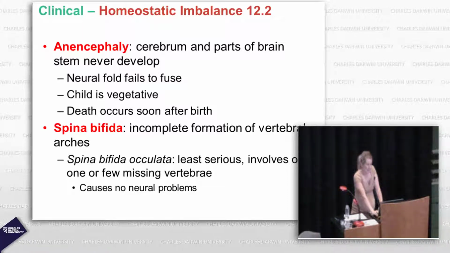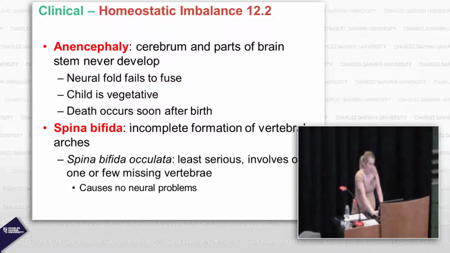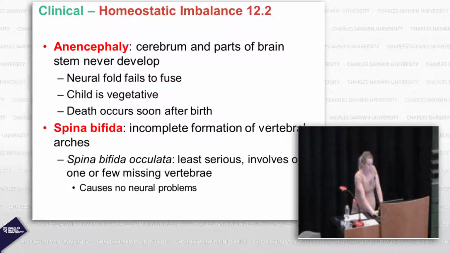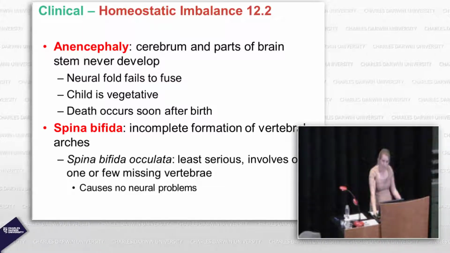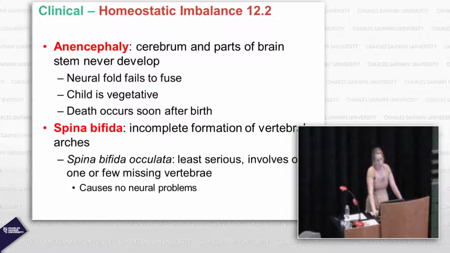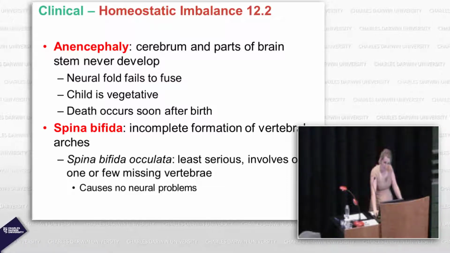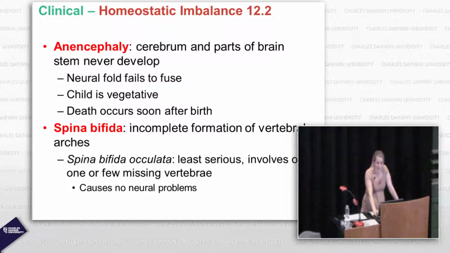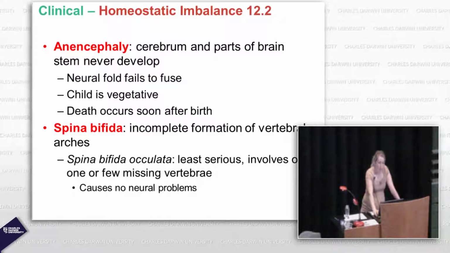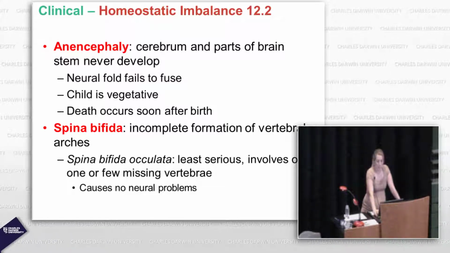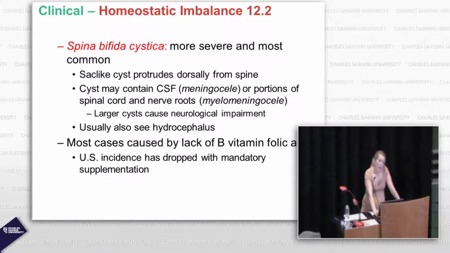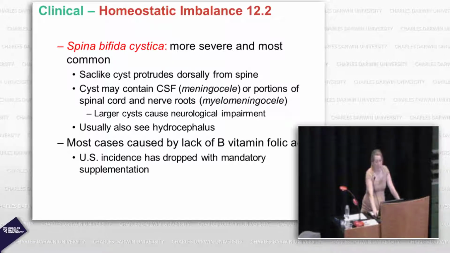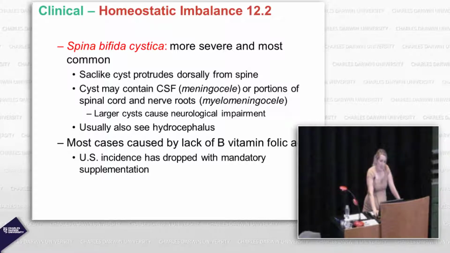Spina bifida may be a little bit more well known. It's where there's incomplete formation of the vertebral arches. There's different levels of spina bifida. Spina bifida occulta is the least serious, but it's also the least common, and it involves only one or a few missing vertebrae. And then the more common one, spina bifida cystica, is more severe, and we have these sac-like cysts protruding dorsally from the spine.